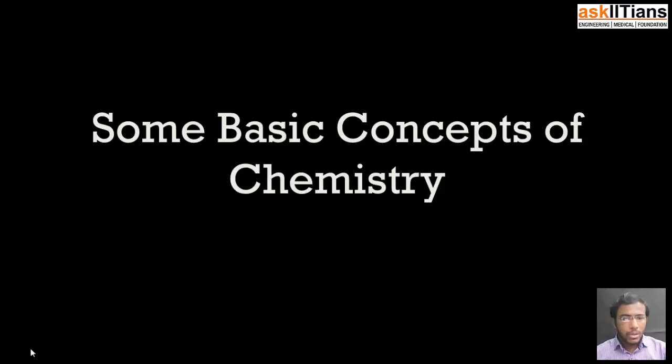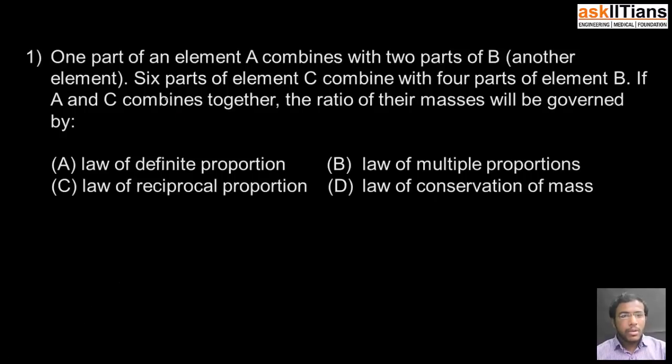Okay, so now let's move to the first question. One part of an element A combines with two parts of B, which is another element. 6 parts of element C combine with 4 parts of element B. So if A and C combine together, the ratio of their masses will be governed by. The options given are law of definite proportion, law of multiple proportion, law of reciprocal proportion, and the fourth one is law of conservation of mass.